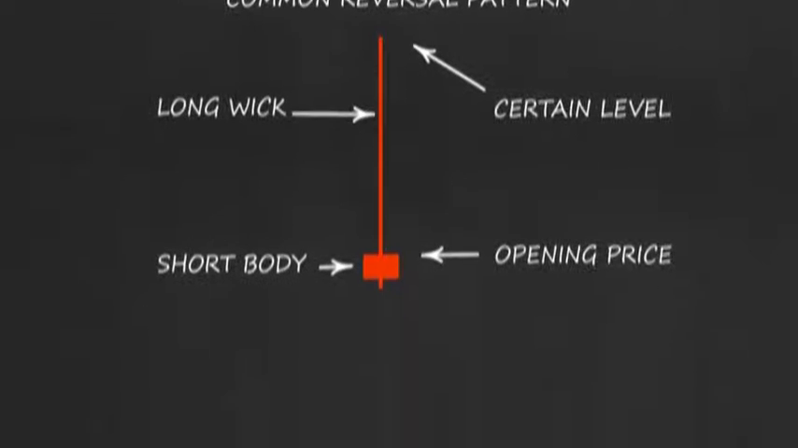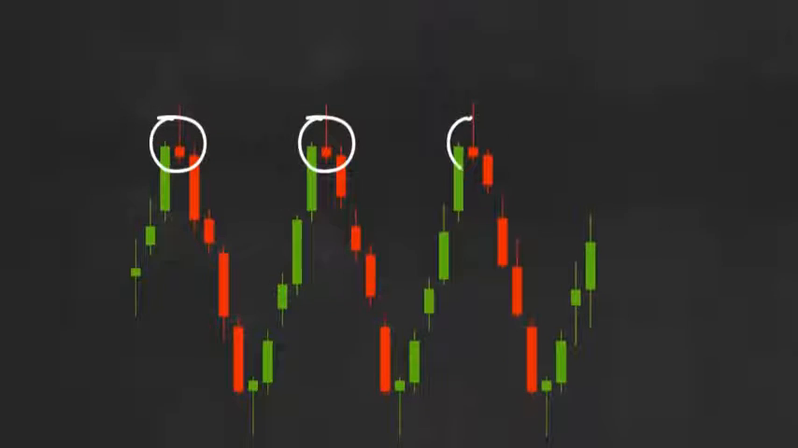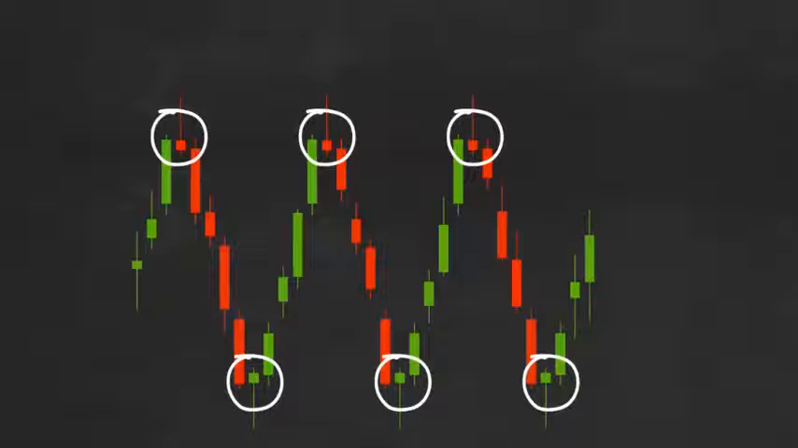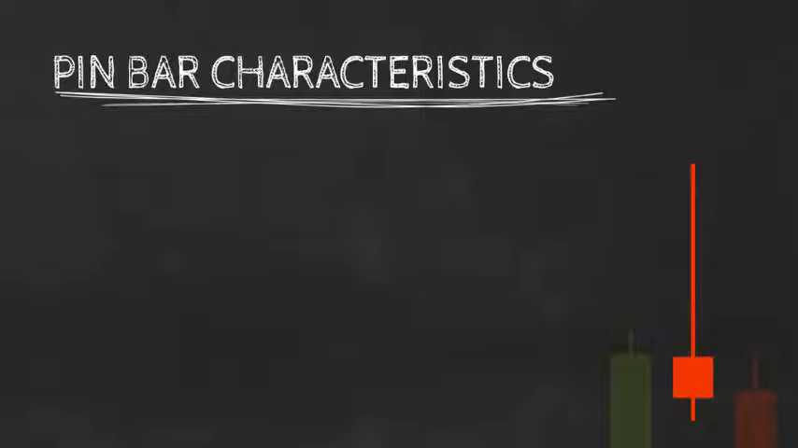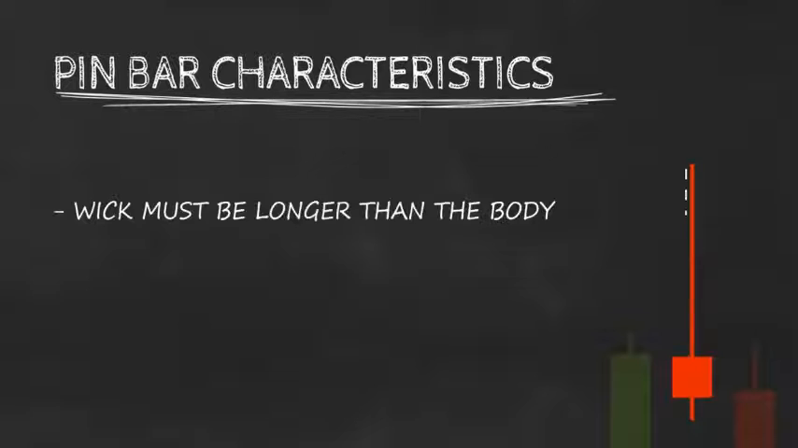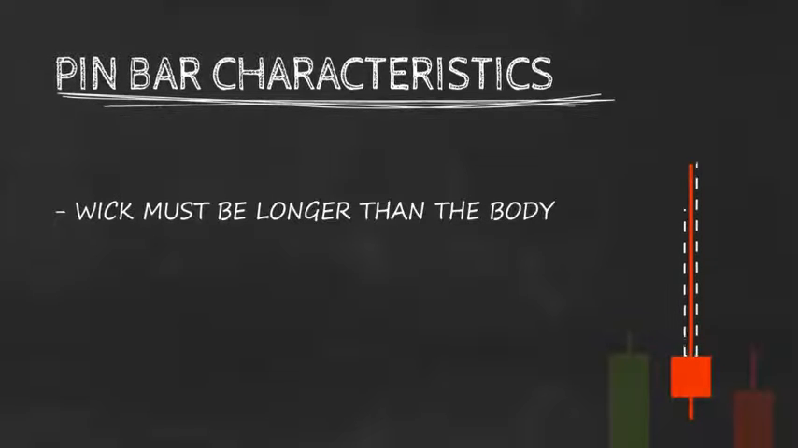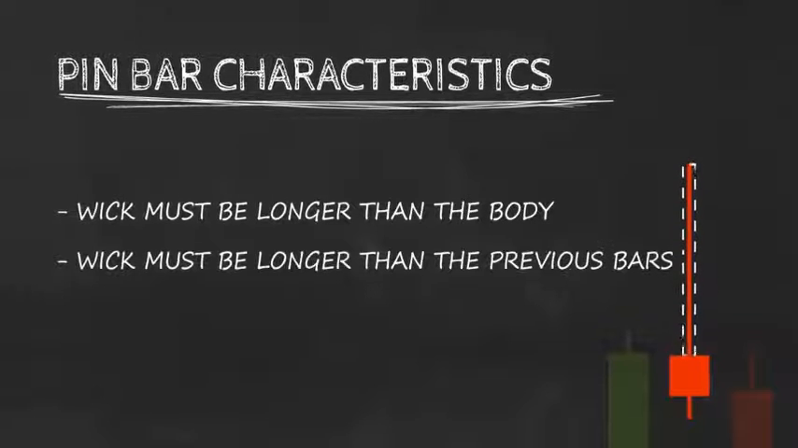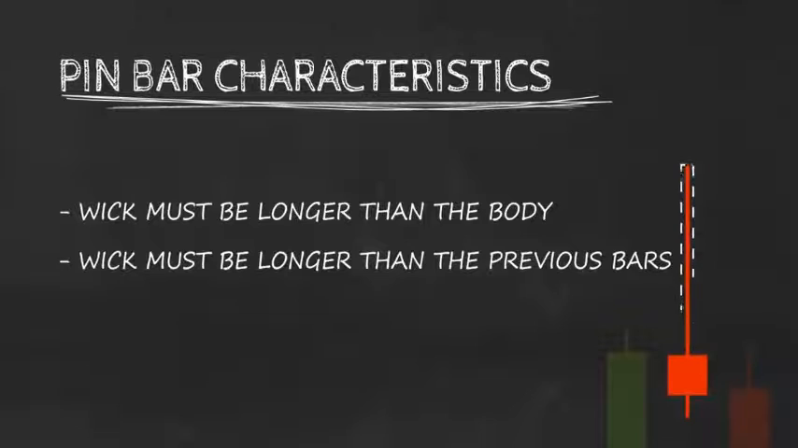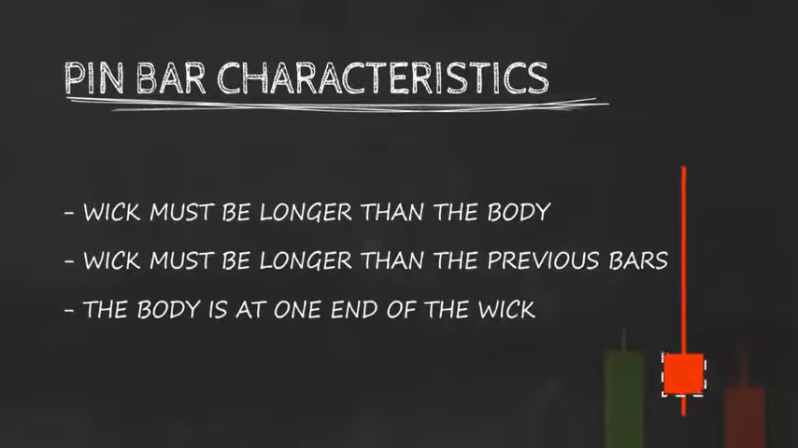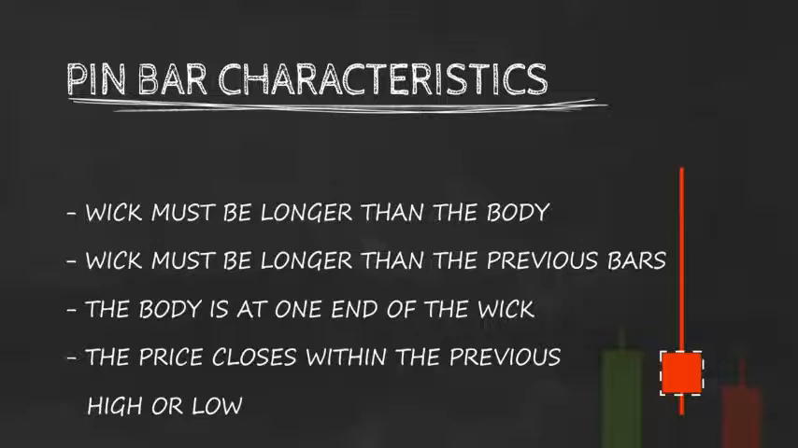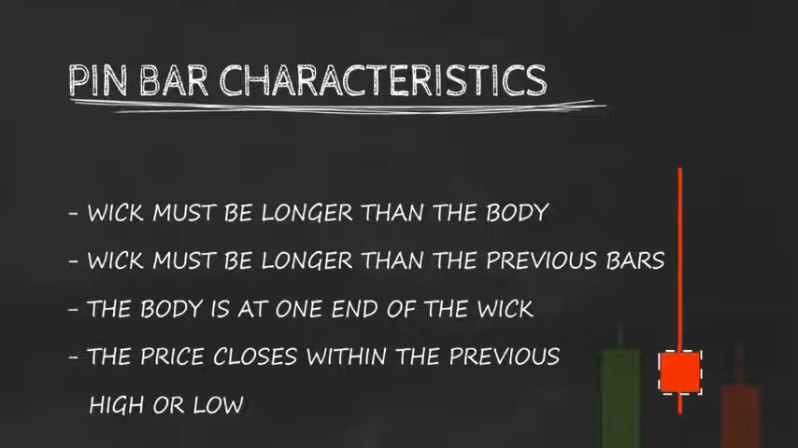Trading pin bars is convenient as you can easily identify them on the charts. They show that the current trend has most likely run its course and is ready to reverse. These are the characteristics of a well-formed pin bar. The wick must be much longer than the body. The wick must also be much longer than the previous bars and stick out from the rest. The body is at one end of the wick, so not in the middle. The price has to close within the previous candle's high or low.